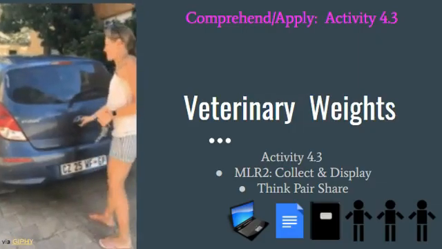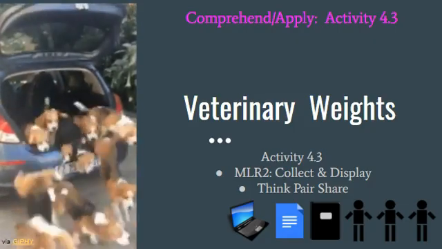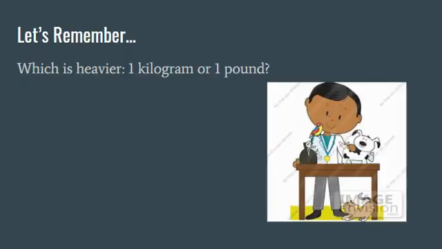Let's talk about veterinary weights. Oh, look at the puppies. Okay, so which is heavier, a kilogram or a pound? Well, kilograms, if you remember from science class, are actually representing the amount of material or mass in something, but we also talk about kilograms as a unit of weight as well. Now, how do they compare to each other? Which is heavier, the kilogram or the pound?